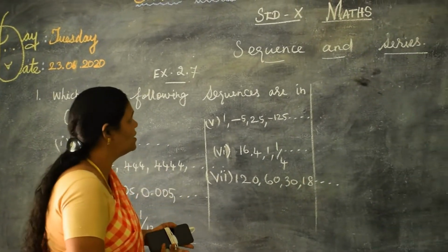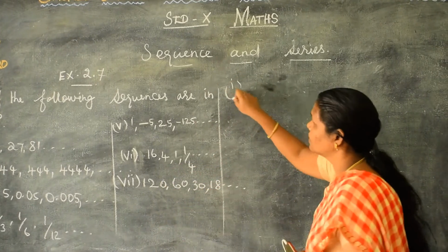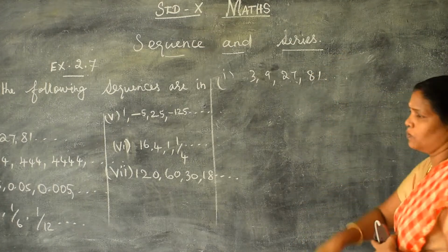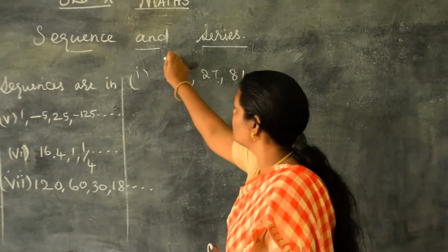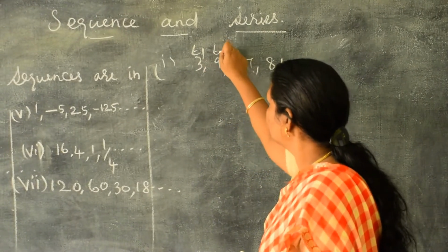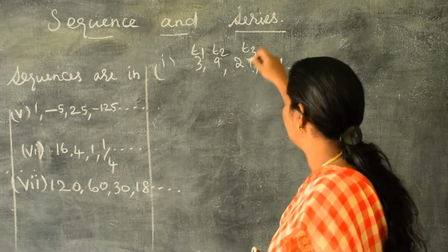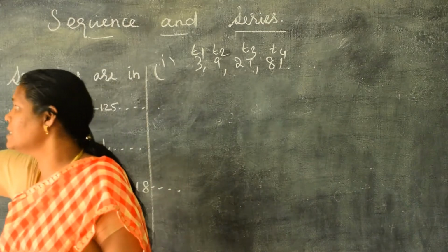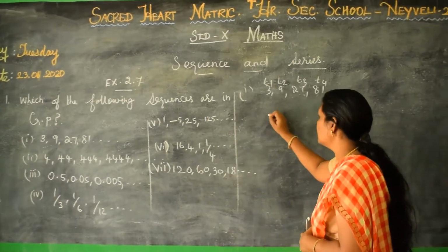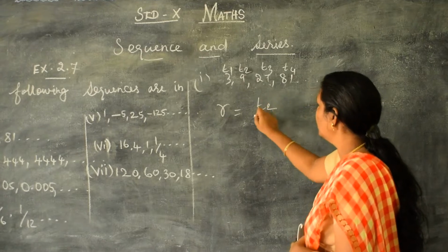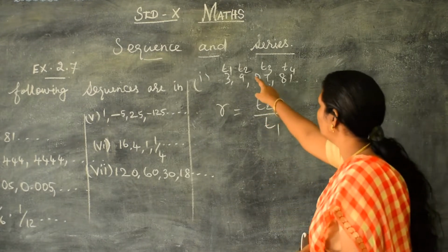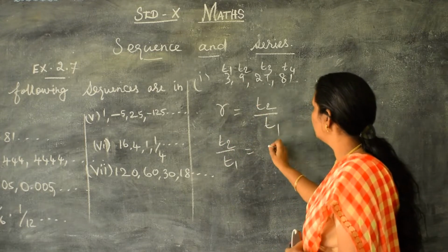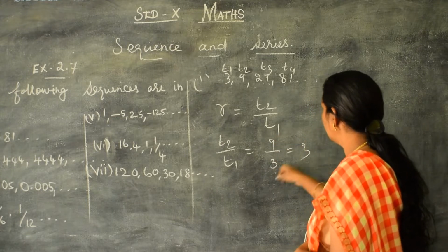See what is the first problem given here. The first problem is 3, 9, 27, 81 and so on. So what is your first term here? 3. Your second term 9, third term 27 and your fourth term 81. So what is the condition for finding whether the sequence is in GP? As I said before, R is equal to T2 by T1. T2 by T1 is 9 by 3, so I am getting 3.